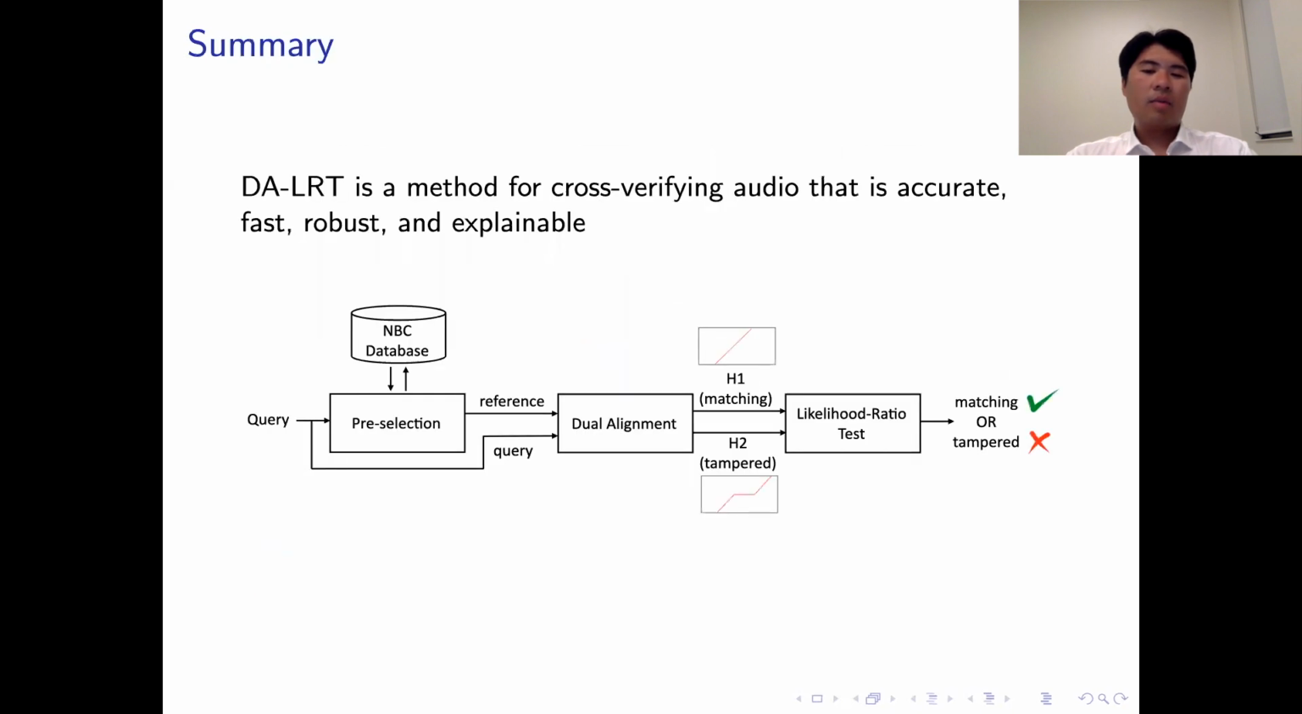In summary, we propose the dual alignment likelihood ratio test as a method for cross-verifying audio that is accurate, fast, robust, and explainable. The explainability comes from applying a statistical test against 2 interpretable hypotheses corresponding to 2 different alignment paths.